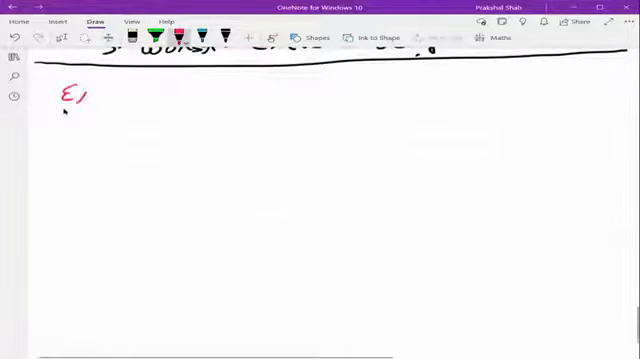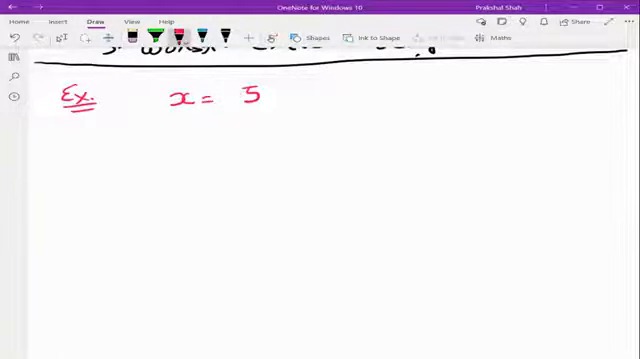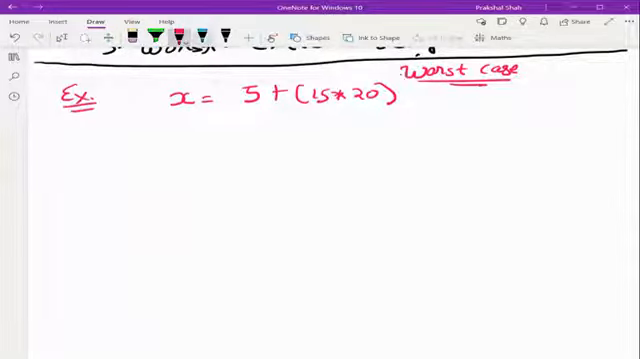For example, if x equals 5 plus 15 into 20, something like this, and I want to find its worst case, then what would the first step be? Every time I write brackets, it means I will evaluate that first. You know about this, yes or no?